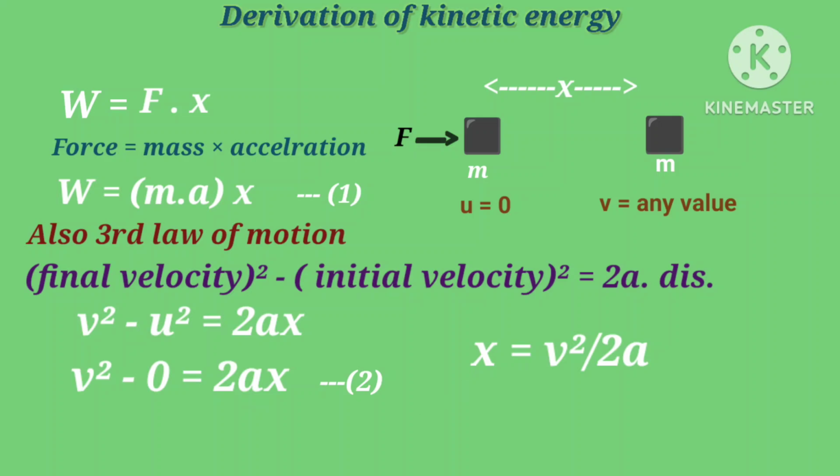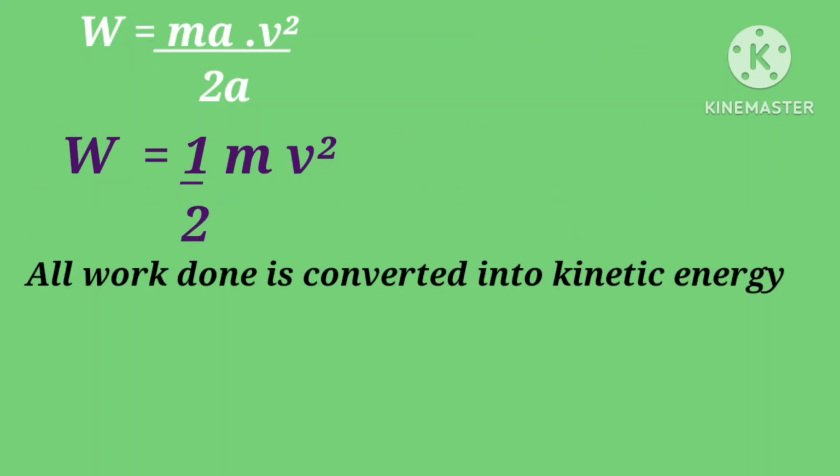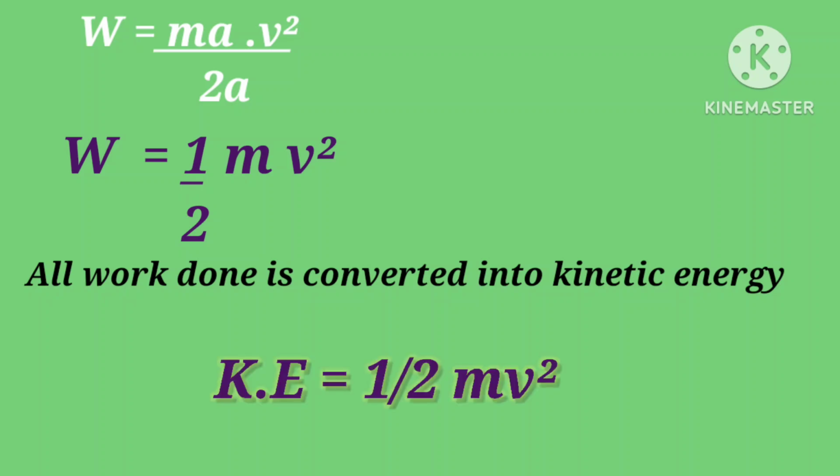Now put this value of x in the first equation, which is W is equal to max. In the current equation we have W is equal to ma times v square divided by 2a. By cancelling a with a, we have the equation W is equal to half mv square. Here we have the equation in the form of W, as all the work done is converted into kinetic energy. So this is our formula for kinetic energy, half mv square.